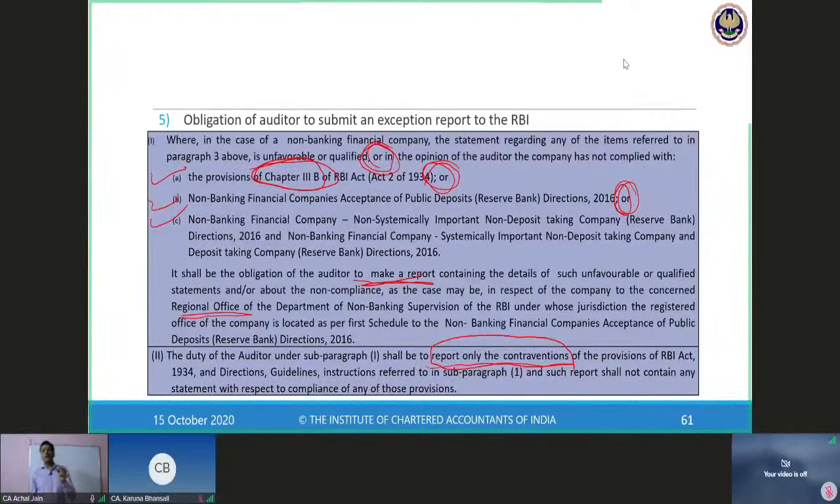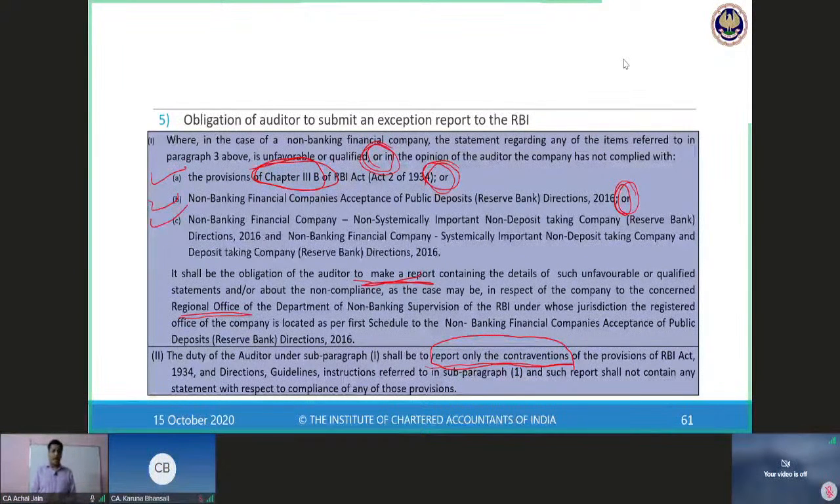See, when you look at all of these regulations, what they have tried to do is first of all segregate the NBFCs into various categories, and they have assigned names to them. Some of these names are systemically important or non-systemically important. Then non-systemically important is in respect of NBFCs which are taking deposits or not taking deposits.